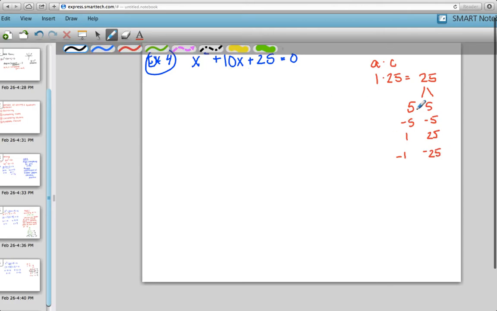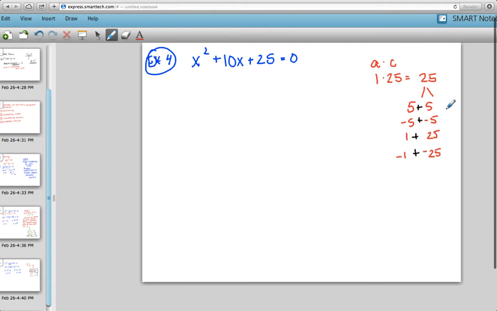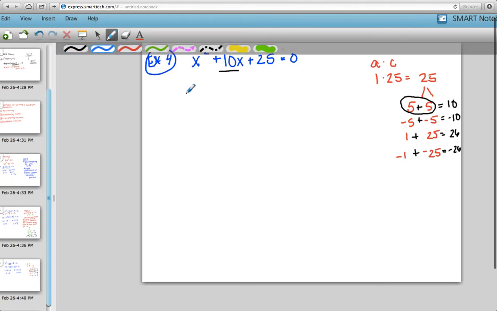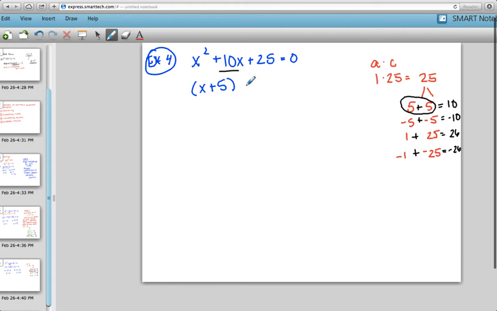I want to add the values together. 5 plus 5 is equal to 10. Negative 5 plus negative 5 is negative 10. 25 plus 1 is 26. Negative 25 plus negative 1 is negative 26. Which one works? I'm looking for a positive 10. So it would be my first factors. So I have x plus 5 and x plus 5 equal to 0. Two things are being multiplied together, set equal to 0, so I can go ahead and solve these. x plus 5 equals 0, and x plus 5 equals 0, and solve. x equals negative 5, x equals negative 5.